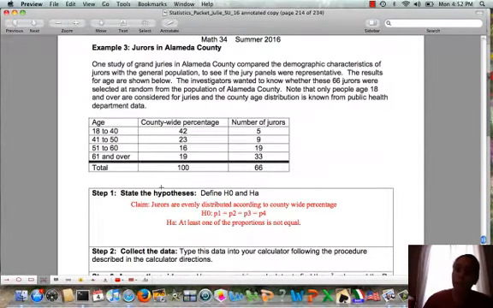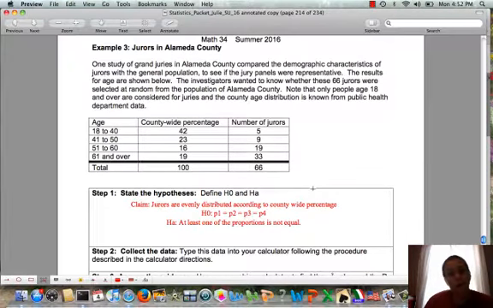So those are going to be our expected column, and the number of jurors are going to be the observed data. We can't just equally add up the jurors and divide, because when we look at the county percentages, we see Alameda County at this time had much more people in the 18 to 40 age group than in the other age groups. So we have to use the countywide percentages as the expected values.